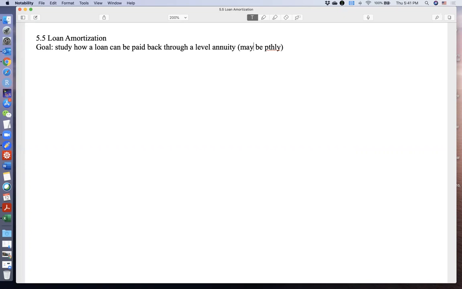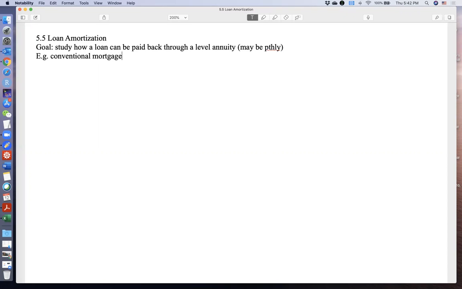It's possible to have a non-level annuity. Let's say you might hear of a floating mortgage, meaning the interest rate is actually floating. So in that sense, the payment obviously is varying, but we focus on the conventional case. So basically here, our example would be a conventional mortgage.